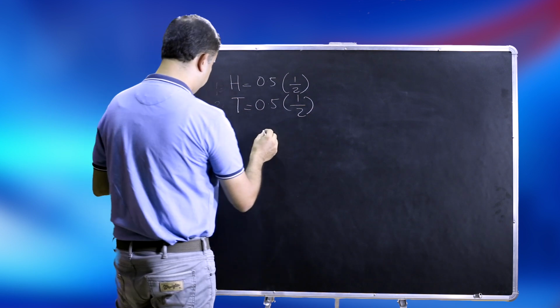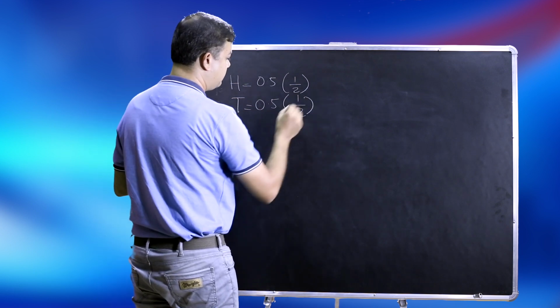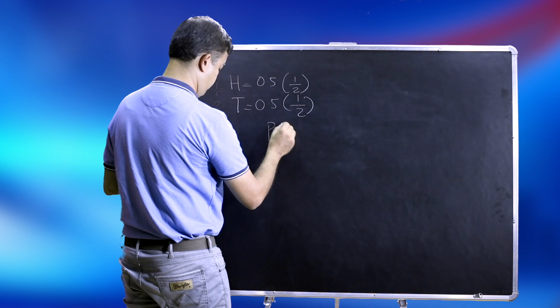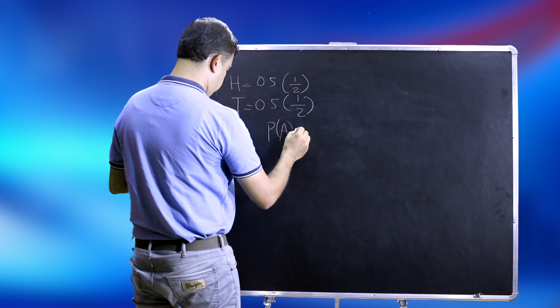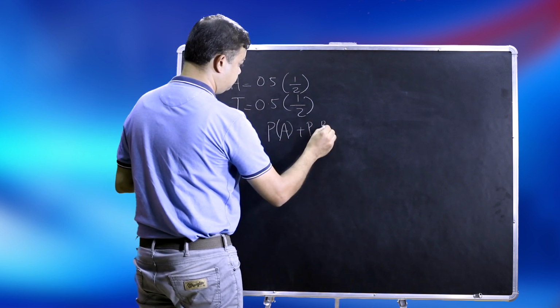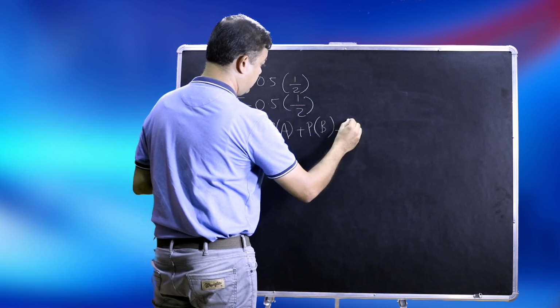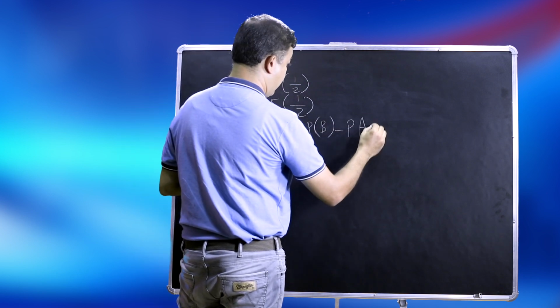So the formula is actually very simple, just like the previous one. Probability of A plus probability of B minus probability of A and B.